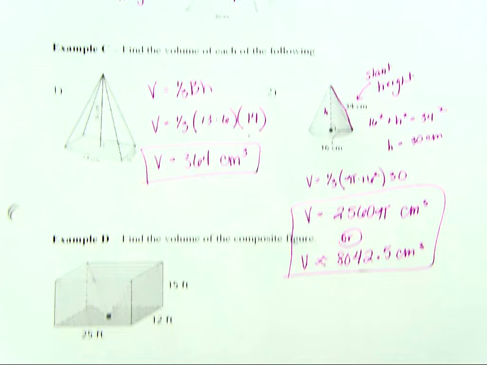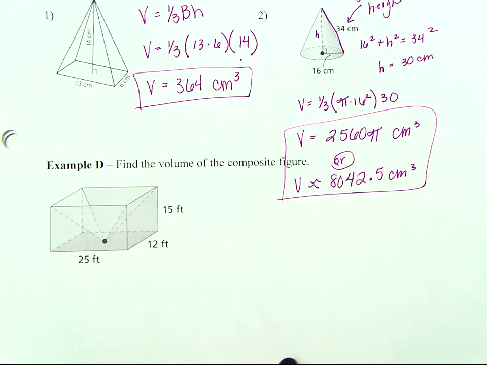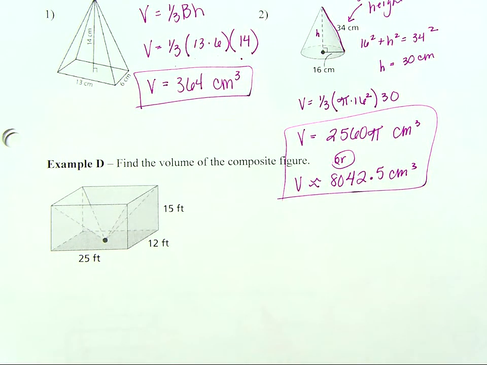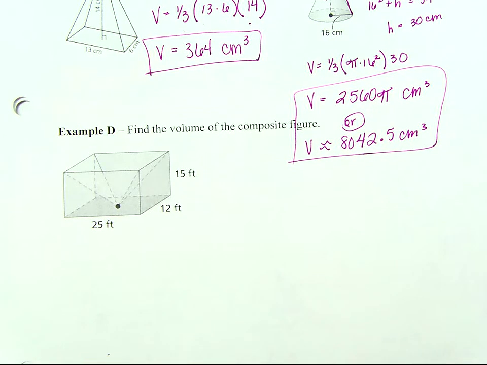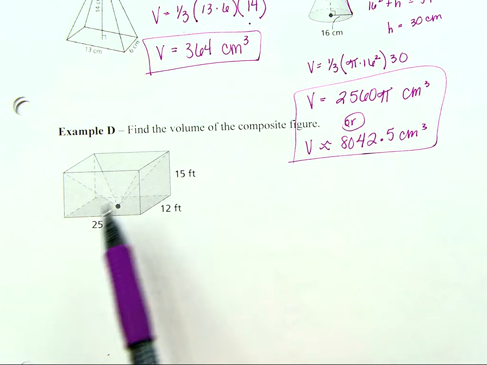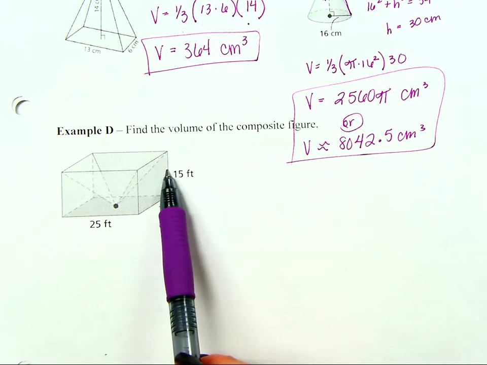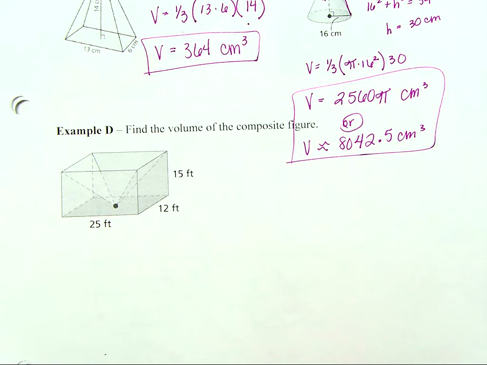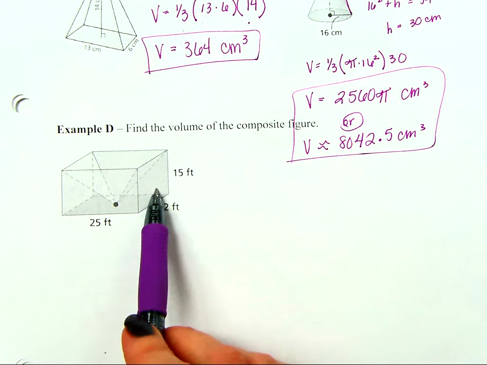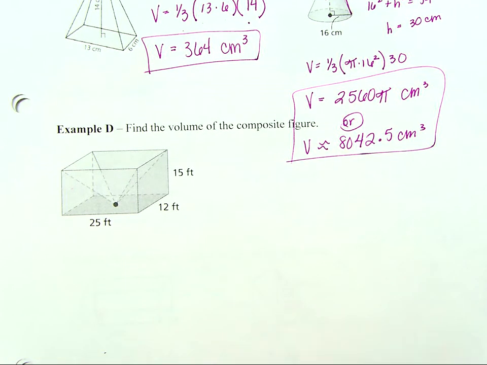Okay, let's take a look at the last one, example D. Example D shows us a composite figure, and so we need to do a little bit of strategy finding the volume. Sometimes it's a little bit hard to tell, but what they're actually showing here is a rectangular prism, and this part in the center has been removed or cut out. So I'm looking for the volume of the composite figure, what would be left kind of on the inside, if you will. So what do you think our strategy would be?